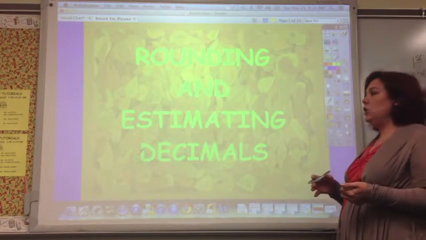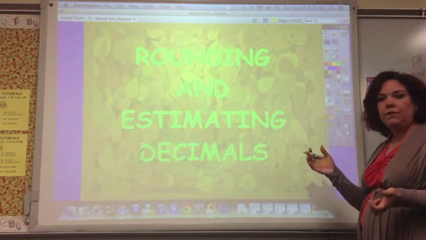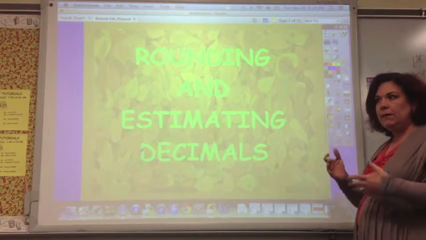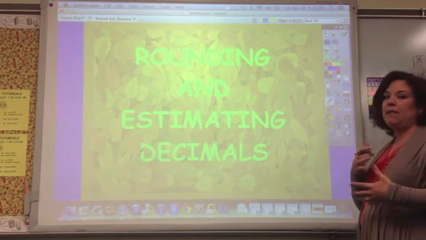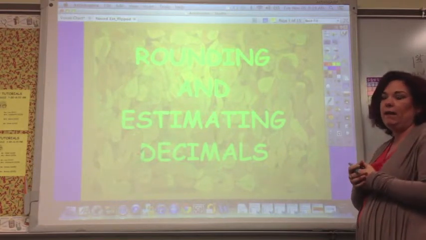When we go into McDonald's and we have $10 to spend, we look at the menu and we kind of estimate those amounts to make sure that we have enough money.